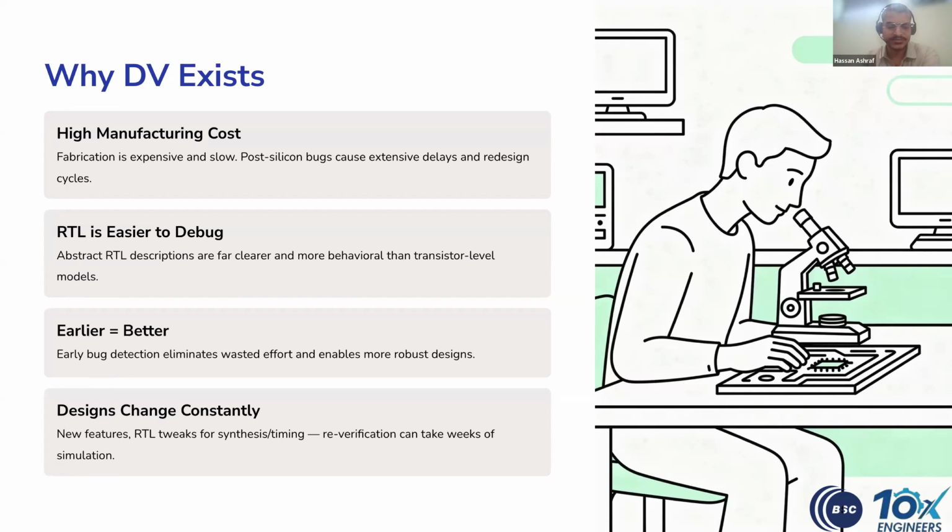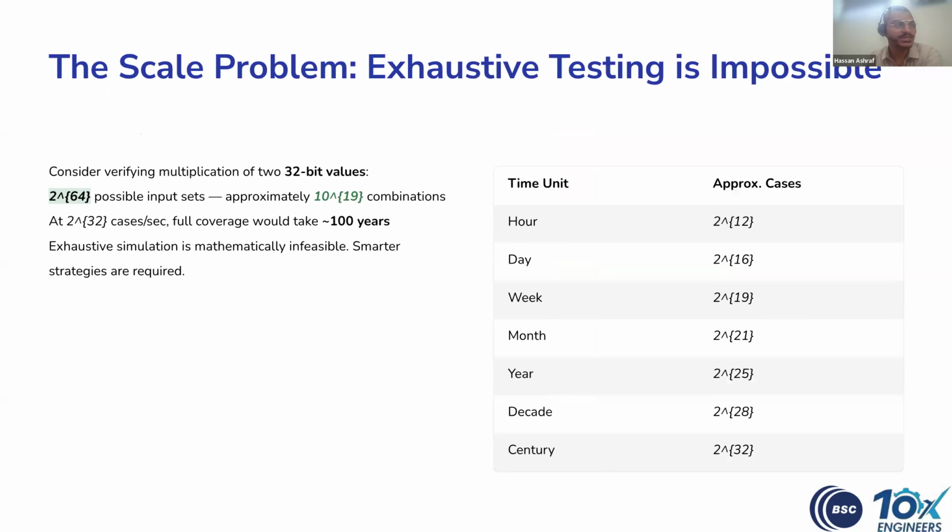And every time there is a change in the RTL code, the verification engineers have to verify all the test cases again. So the design is changing constantly, therefore we need verification in the complete process. Next, as I mentioned, verification is required for the whole cycle. So next, we'll observe the challenges of verification. Why do we need verification?